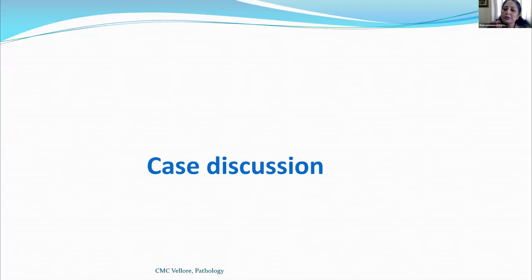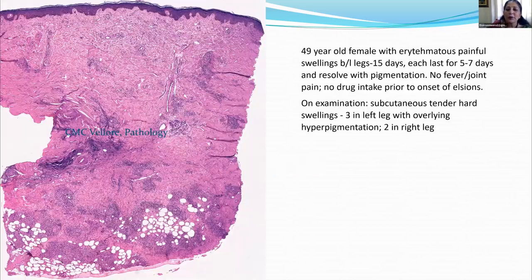So now that you've got all these notes in your head, I'll just put in a few cases so that it's easy for you to tell me if you've understood what I've been talking about till now. First is a 49-year-old female with erythematous swellings on both legs, 3 on the left and 2 on the right, with hyperpigmentation. What sort of panniculitis do you see? Can you put it into your chat box? What panniculitis do you see?